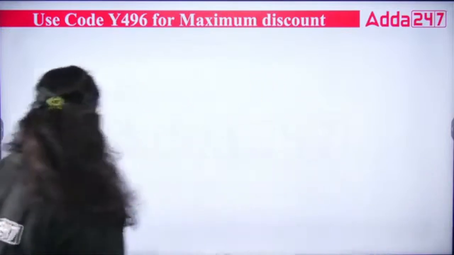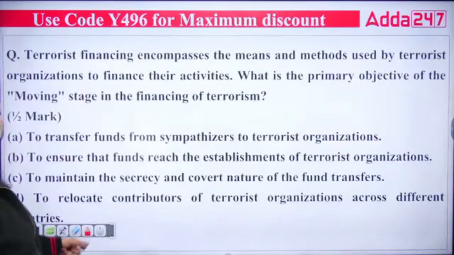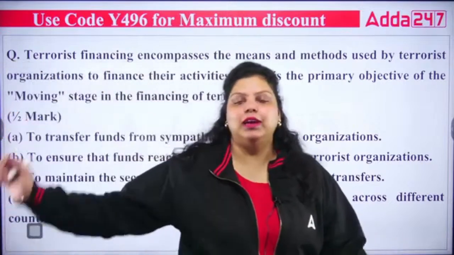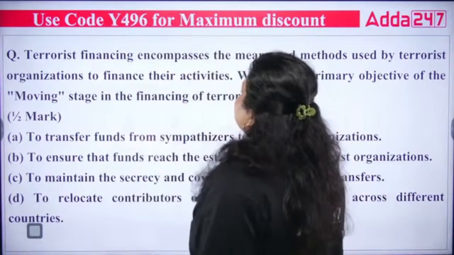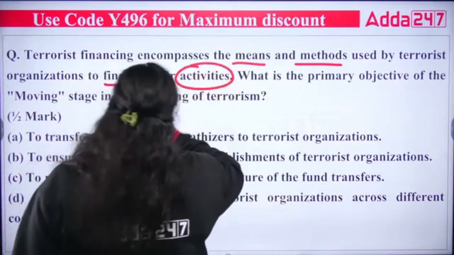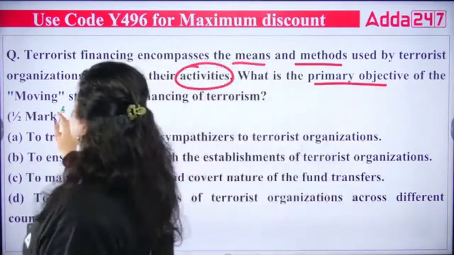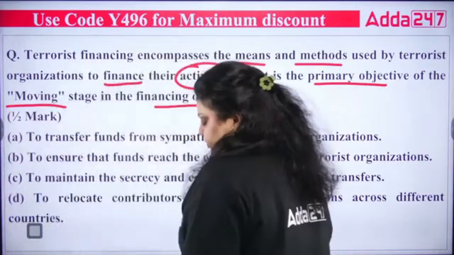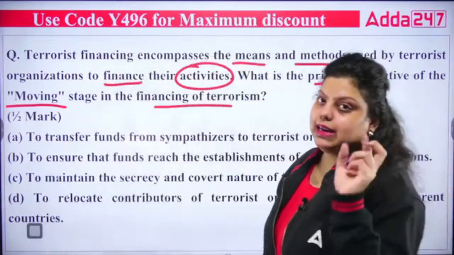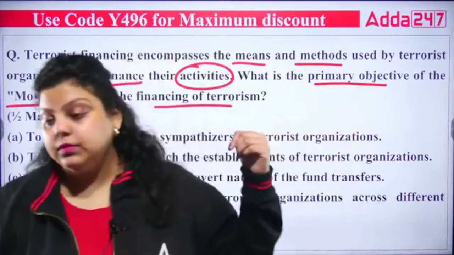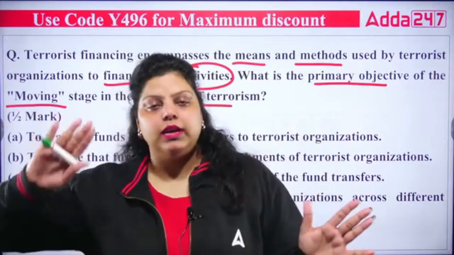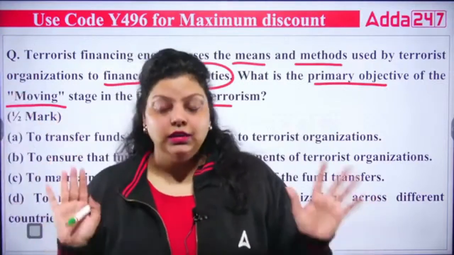Okay, so let's start with the first question of today's session, which is about terrorist financing, module A. Terrorist financing encompasses the means and methods used by terrorist organizations to finance their activities. What is the primary objective of the moving stage in the financing of terrorism? This is chapter number 2, module A, AML KYC guidelines, unit number 2, which talks about the stages of terrorism financing. Money laundering, AML KYC guidelines, FATF, all of these are in this unit.